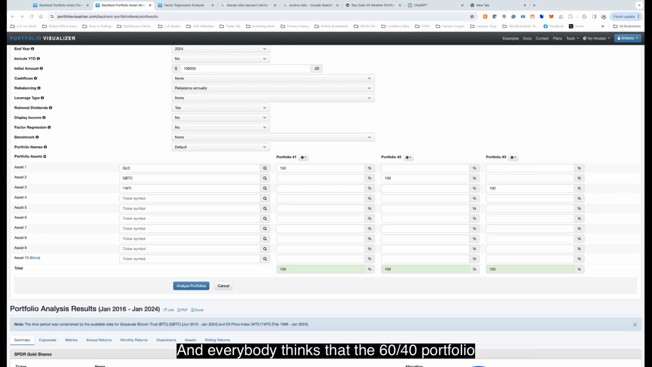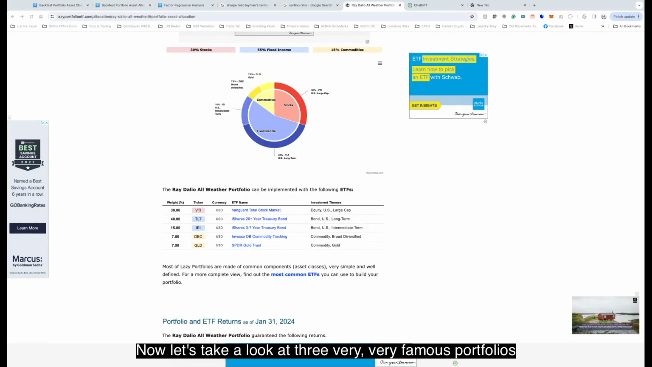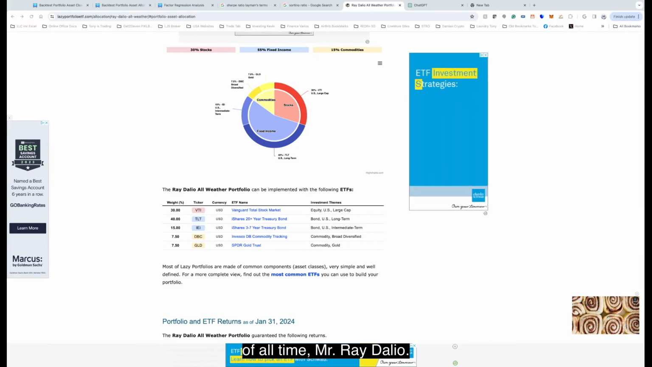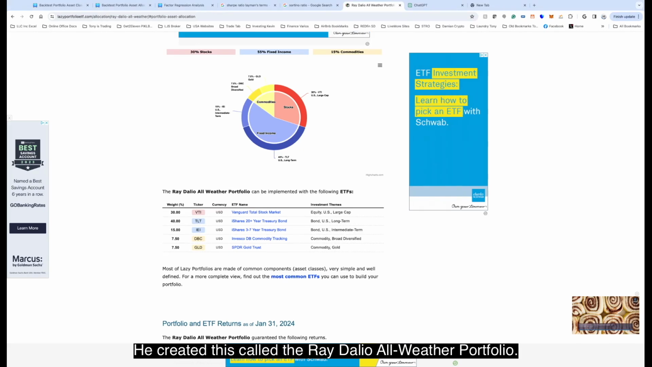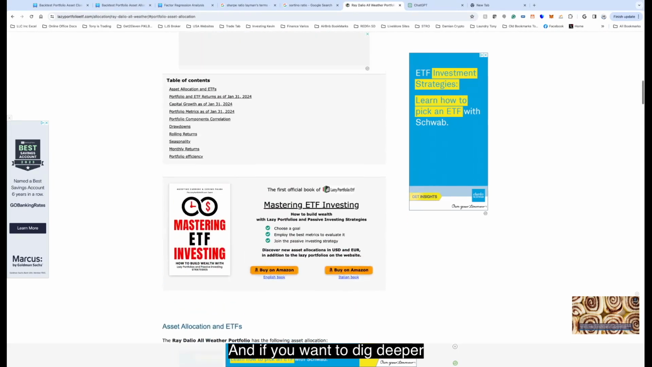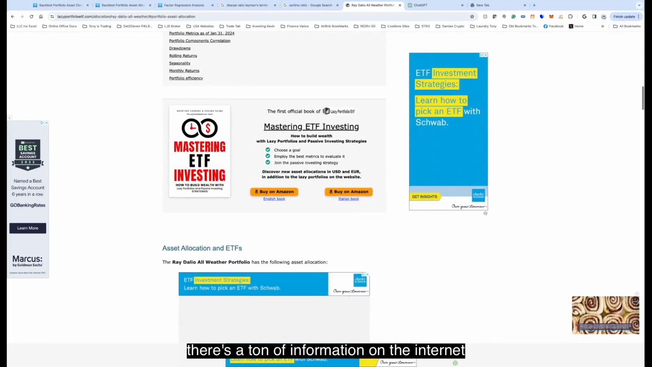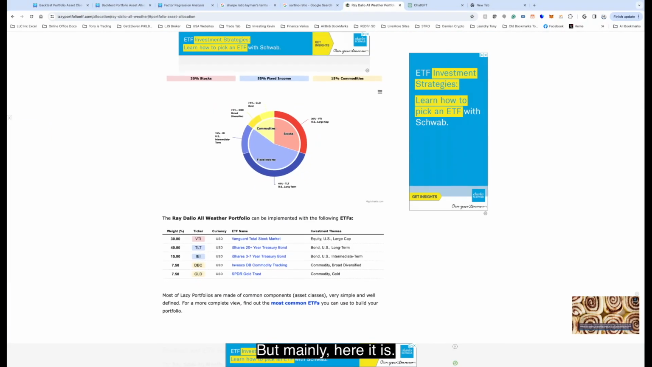And everybody thinks that the 60-40 portfolio is the way to go. Now let's take a look at three very, very famous portfolios, like we were saying. I want to show you guys one of the best investors of all time, Mr. Ray Dalio. He created this called the Ray Dalio All-Weather Portfolio. And if you want to dig deeper into it, there's a ton of information on the internet on how it's composed. But mainly, here it is.